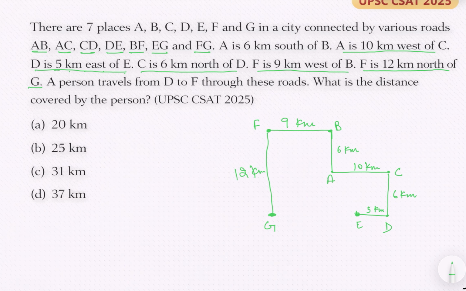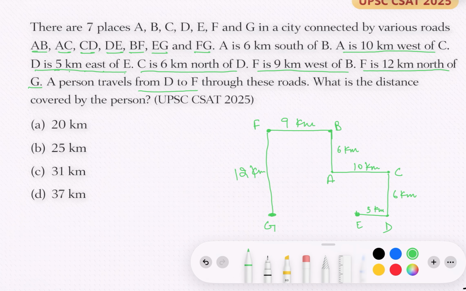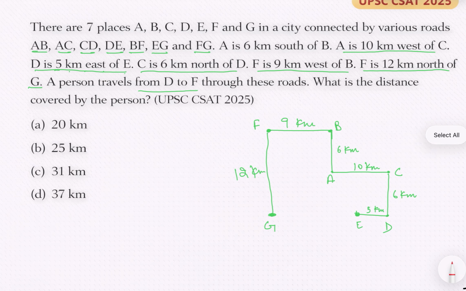A person travels from D to F through this road. What is the distance covered by the person? We have to find the distance between the two. Now this distance is 6 kilometer. This distance is also 6 kilometer. Total is 12 kilometer.